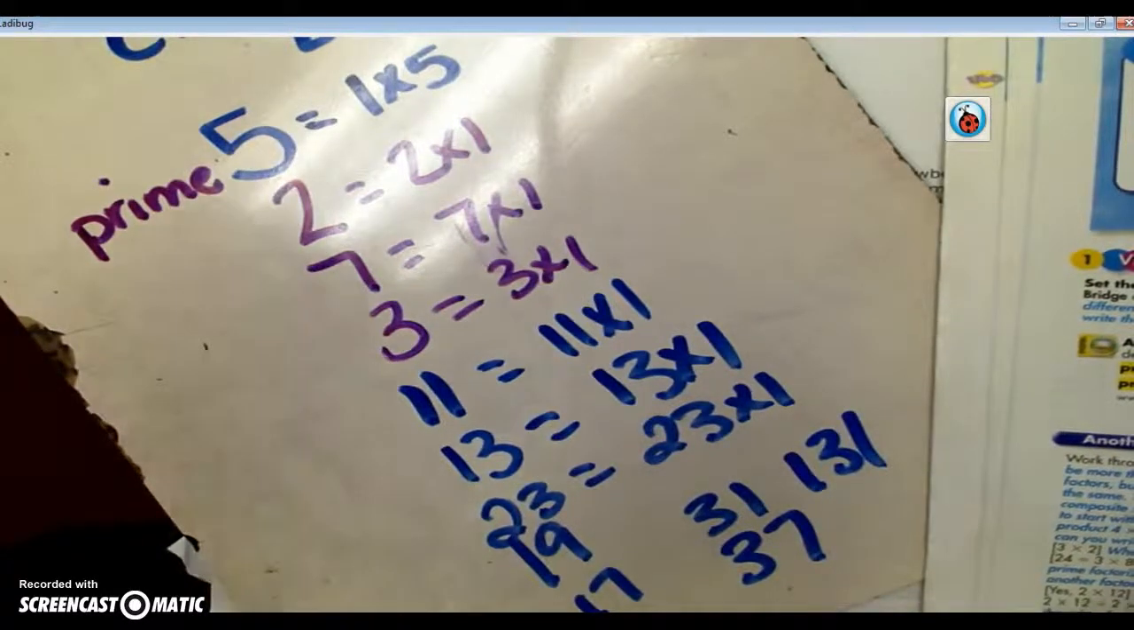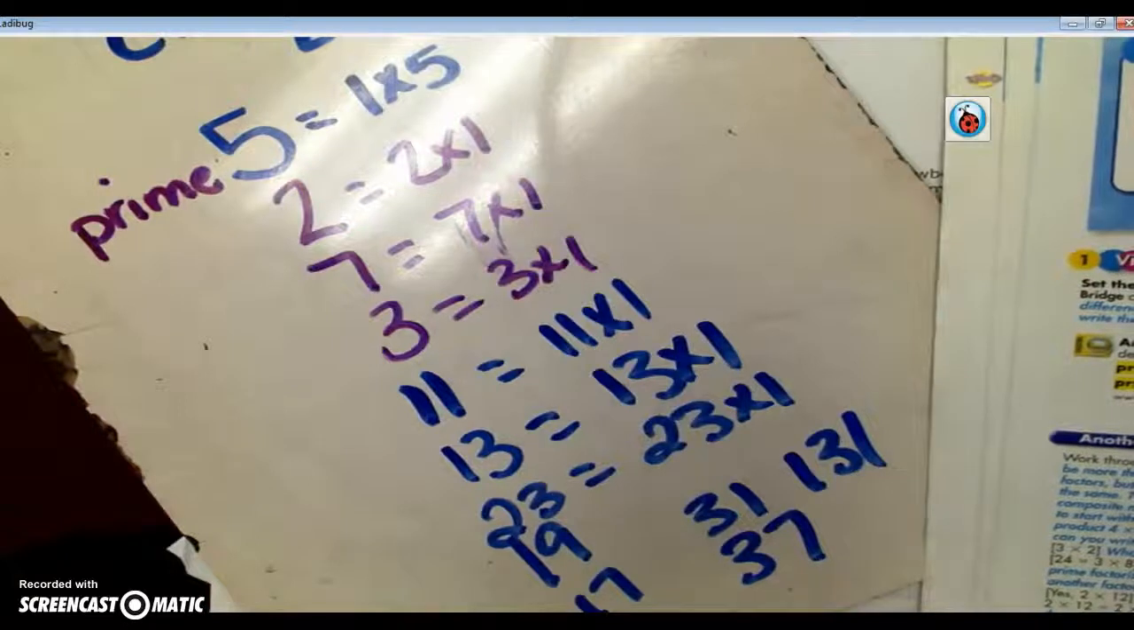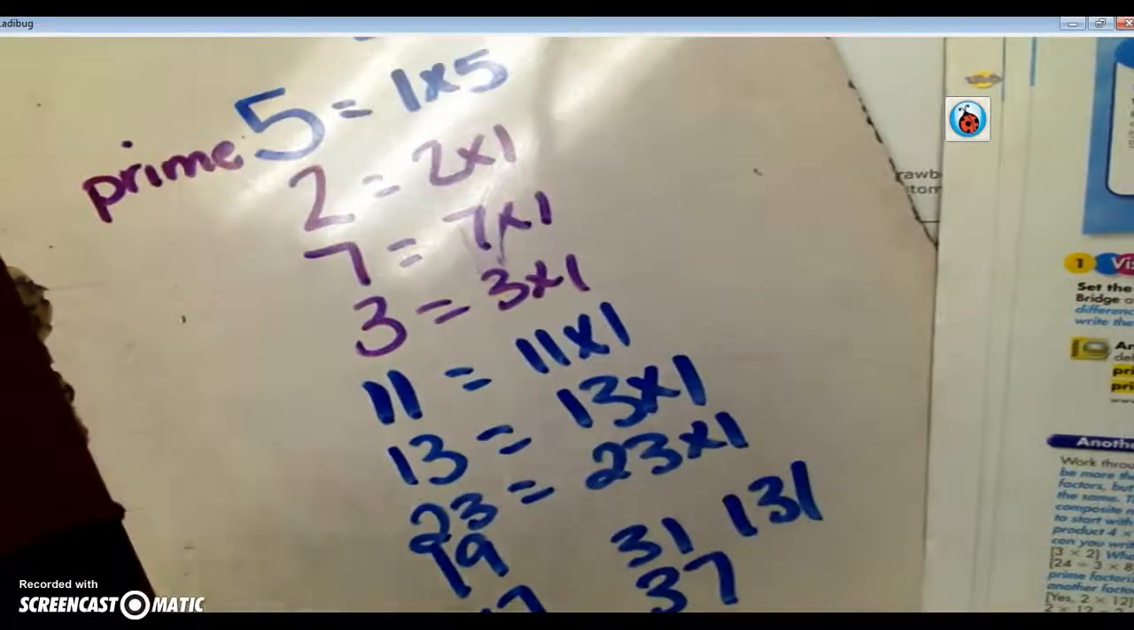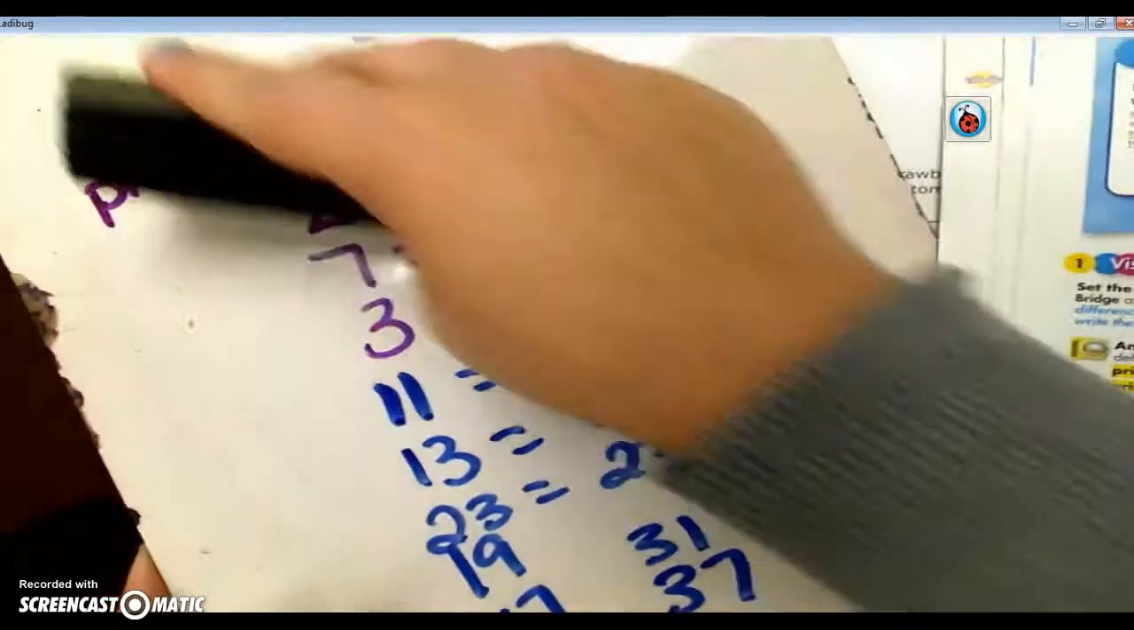98 is even, so I know it's divisible by 2. Okay? So, any number that only has factors of 1 and itself is considered to be prime. You have to know that, because we're going to use prime numbers in our prime factorization trees. Okay? Any other number is considered to be composite.